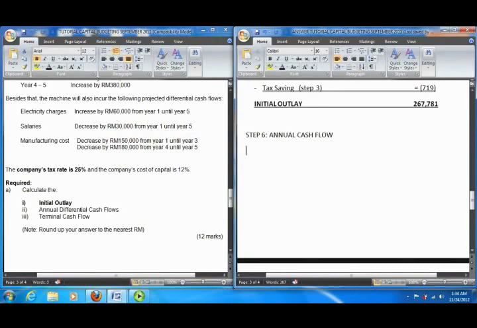Alright. Annual cash flow we divide into two parts. We consider it as benefit or cost. Benefit is when the situation is what, class? Benefit is the situation of increase, class. Increase in revenue or decrease in expenses.